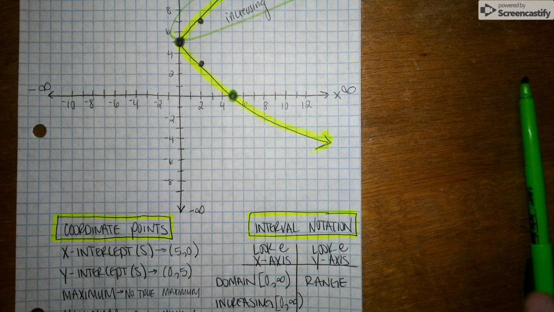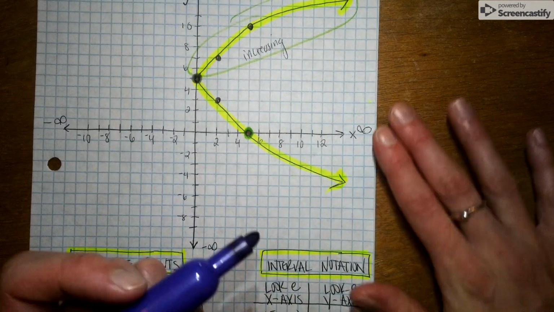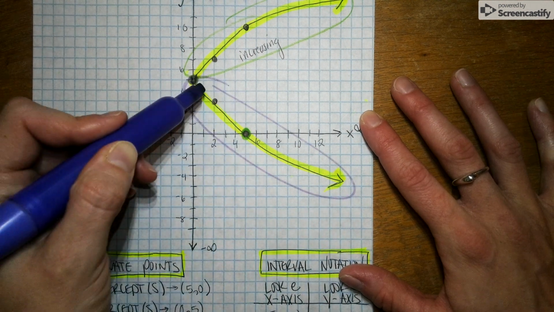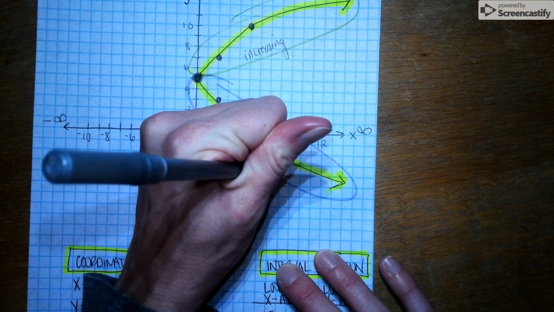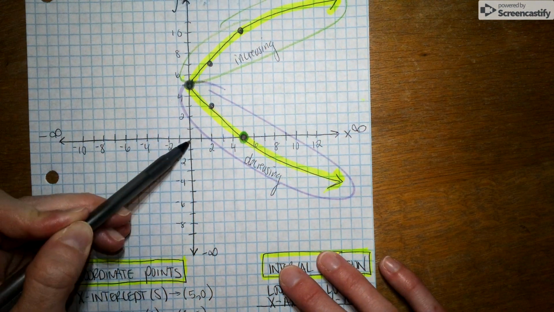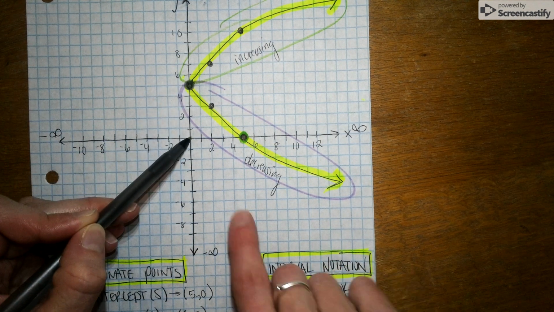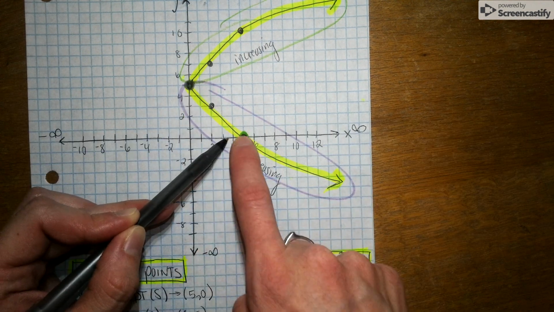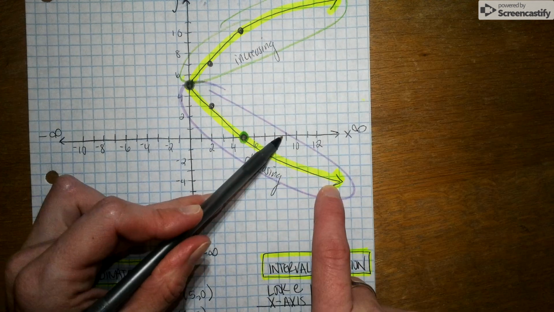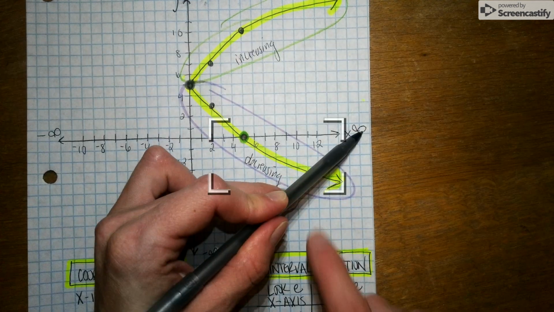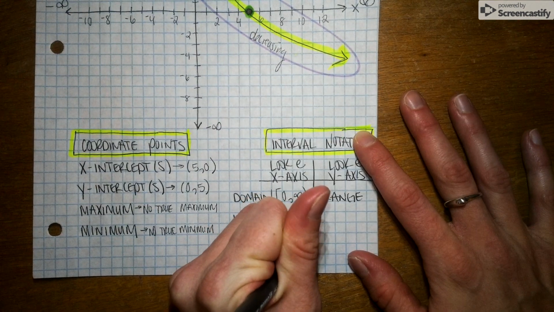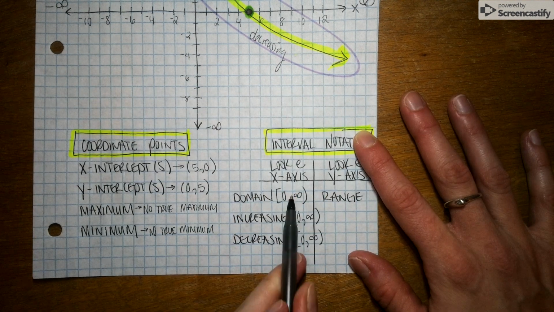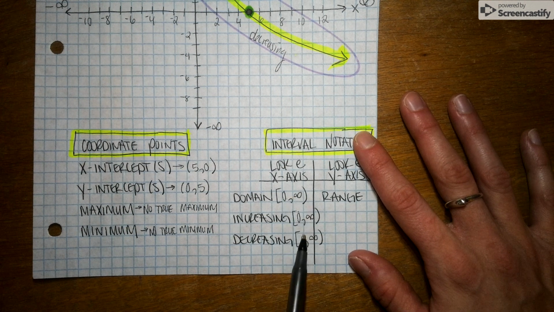Likewise, then, my decreasing interval, which I'm going to grab my purple highlighter, my decreasing interval, anywhere the graph is going in a downward direction, so I'm going to label this decreasing, also happens to start when x is 0. And as I move my pen along the x-axis, my decreasing part of my graph is going to continue on forever and ever this way. So my pen is going to eventually reach positive infinity as well. So what's interesting about this graph is the domain, increasing, and decreasing intervals are all the same, meaning they start with a bracket at 0 and go towards positive infinity.